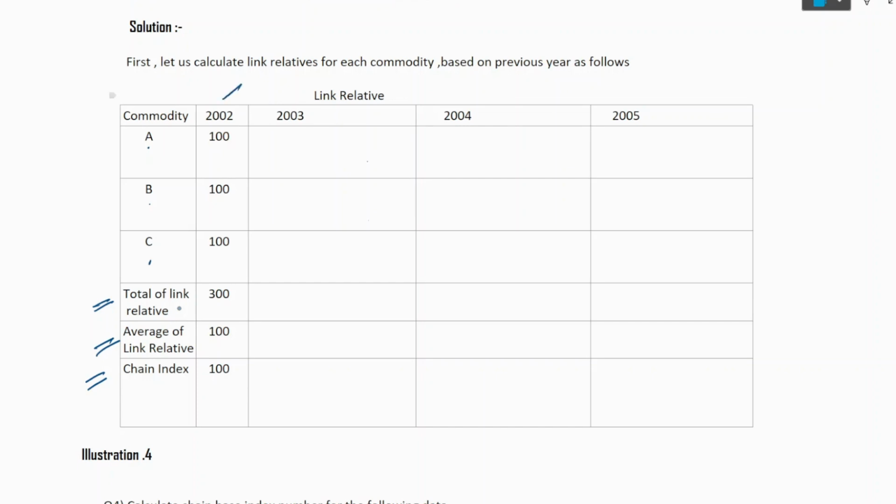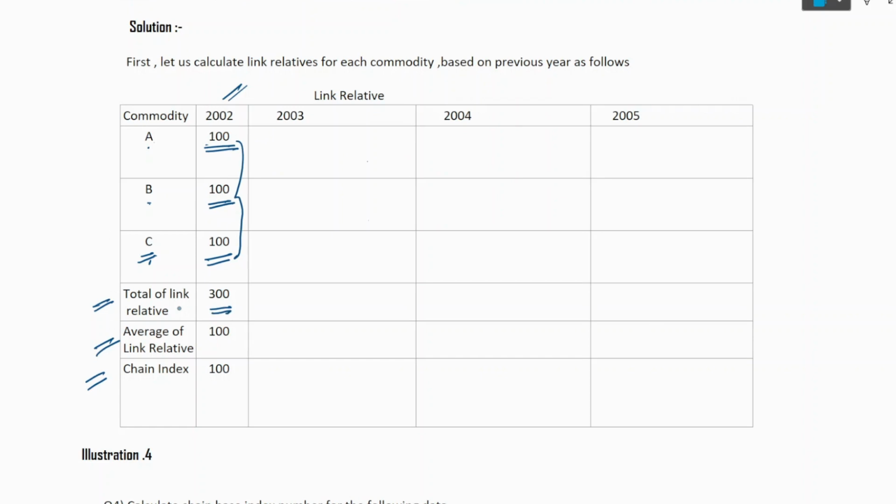See here, starting with 2000. Same as last time, for the starting year of the commodity, link relative is 100. You can just fill it. For B commodity it is also 100 because previous year information is not there. C is 100. Now you have got an idea. Now the total, that means 100 plus 100 plus 100, what will you get here? That is 300 total.